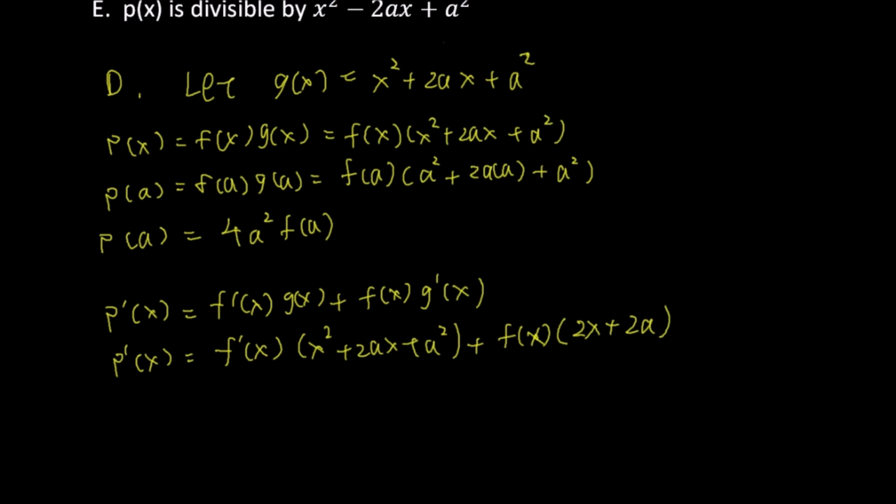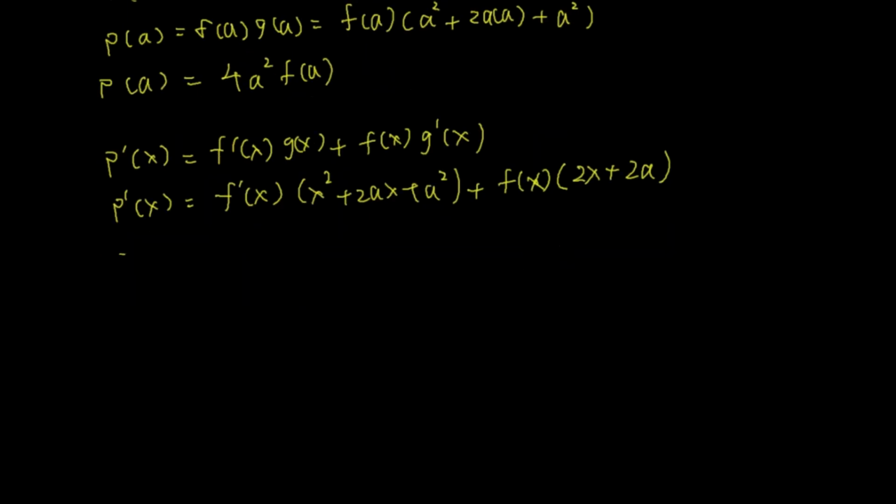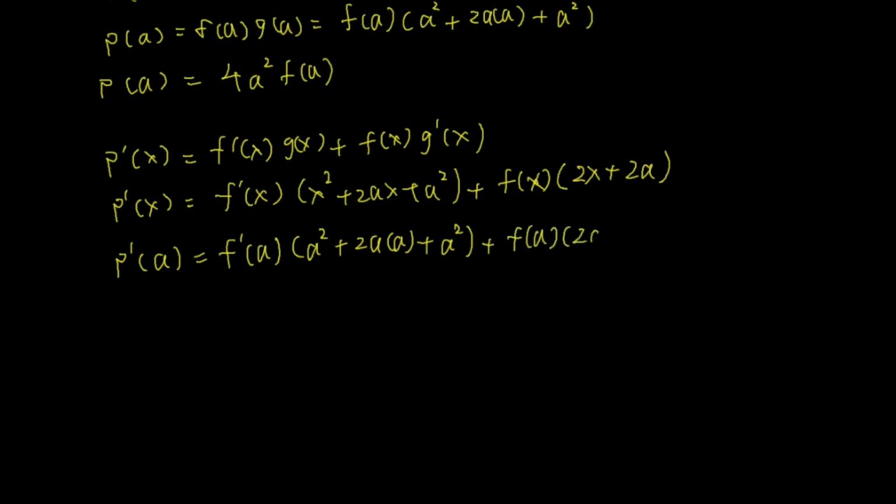So here we can plug a into x. p prime(a) is equal to f prime(a) times a squared plus 2a times a plus a squared, plus f(a) times 2a plus 2a. So p prime(a) is equal to, this is 4a squared times f prime(a) plus, this is 4a, 4a times f(a).